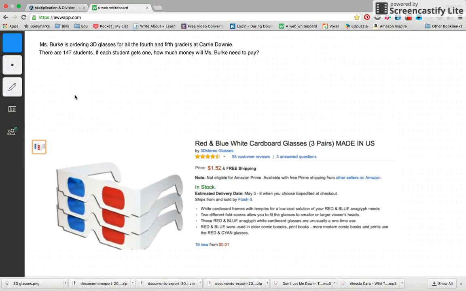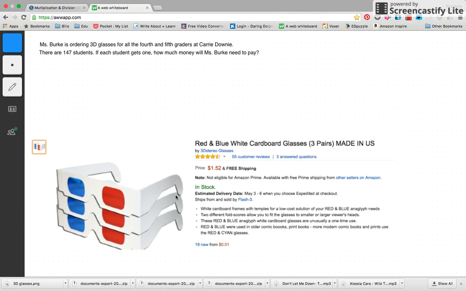So this problem says Miss Burke is ordering 3D glasses for all the 4th and 5th graders at Cary Downey. There are 147 students. If each student gets one, how much money will Miss Burke need to pay? So I know that I need 147 3D glasses.